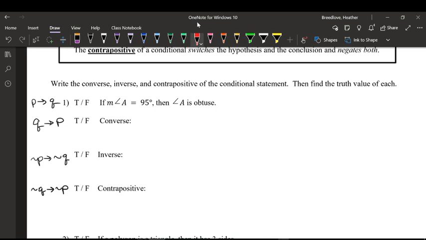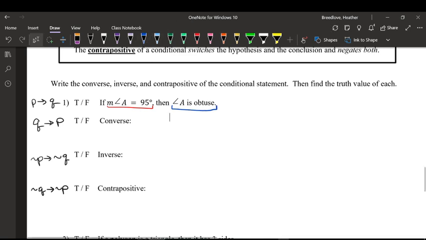So first we're going to identify P and Q. If is the signal word that tells me that P is right after it. If the measure of angle A is 95 degrees, then angle A is obtuse.